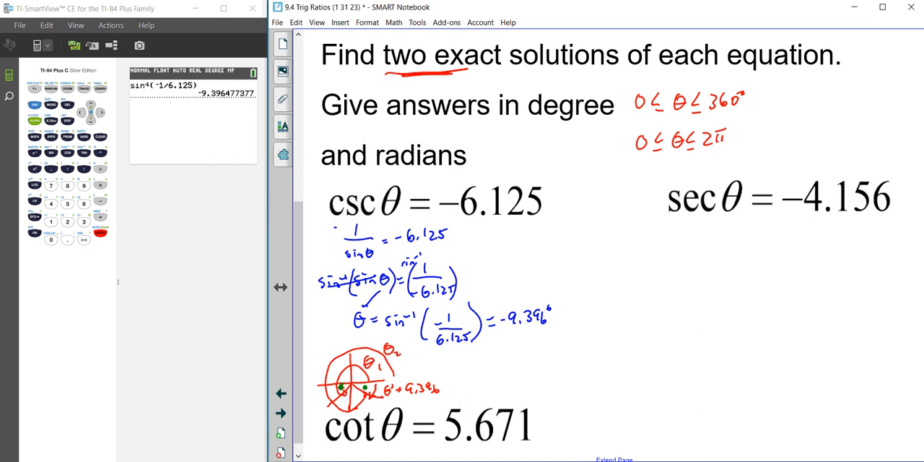So how do we find the remaining angles? Well, if you go over here and find angle 1, we see that angle 1 is 180 degrees plus the reference angle, which is 9.396 degrees. And so we can take 180 plus 9.396, and you probably can just figure this out in your head, because it's going to be 189.396 degrees. We can convert this into radians by taking that and multiplying it by pi divided by 180.